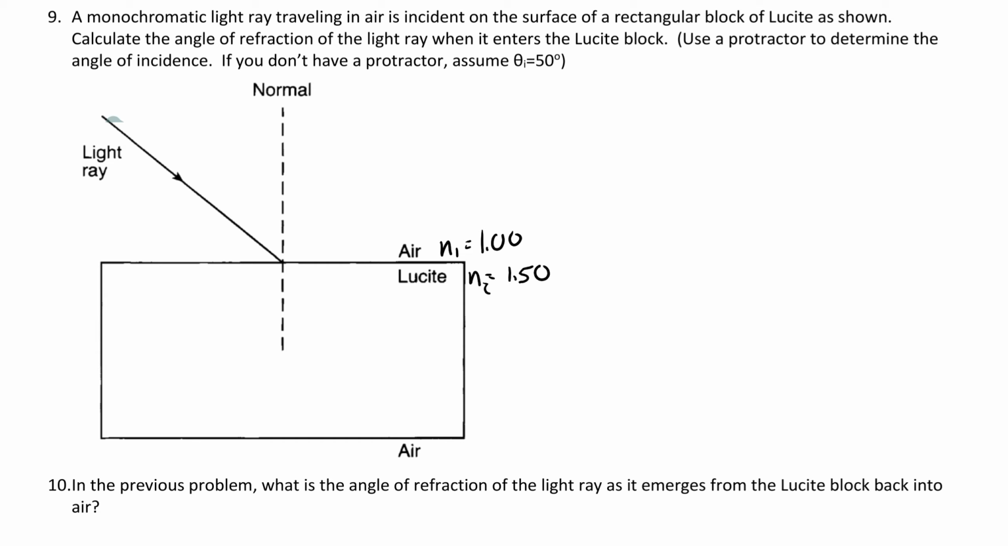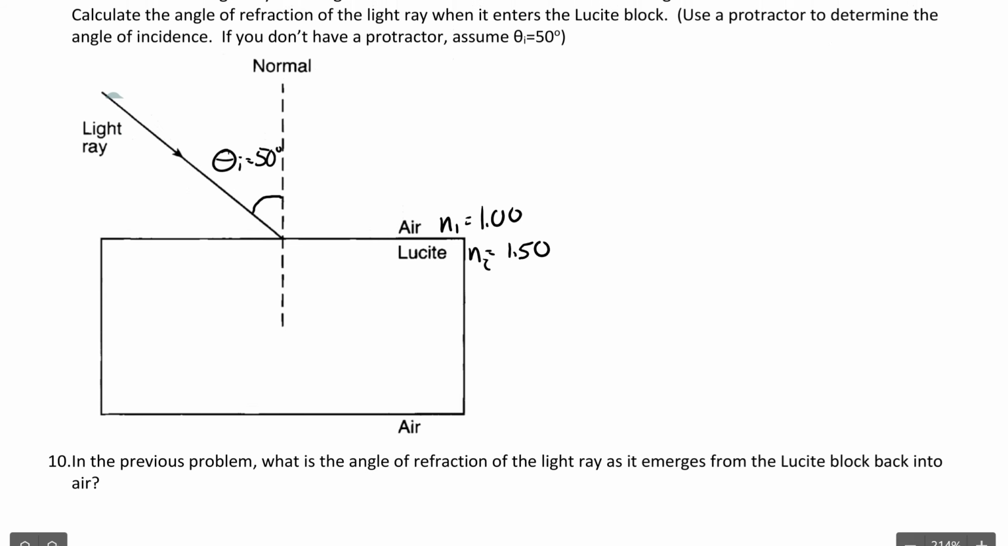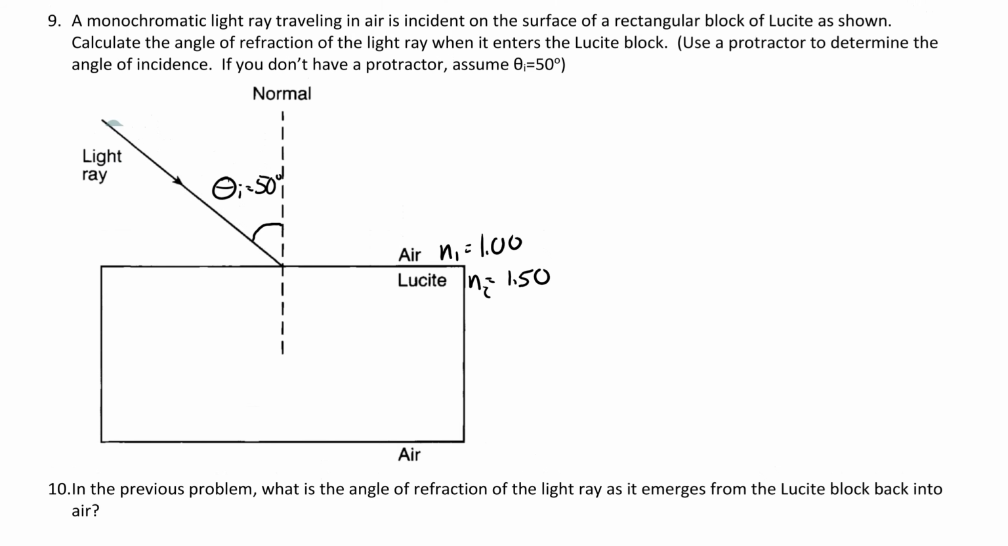It says calculate the angle of refraction of the light ray when it enters the lucite block. Use a protractor to determine the angle of incidence. If you don't have a protractor, assume theta I is equal to 50 degrees. So I wanted you to try to practice measuring the angle because that's protractor skill. It's important for this unit at least. And then we're going to find the angle of refraction.